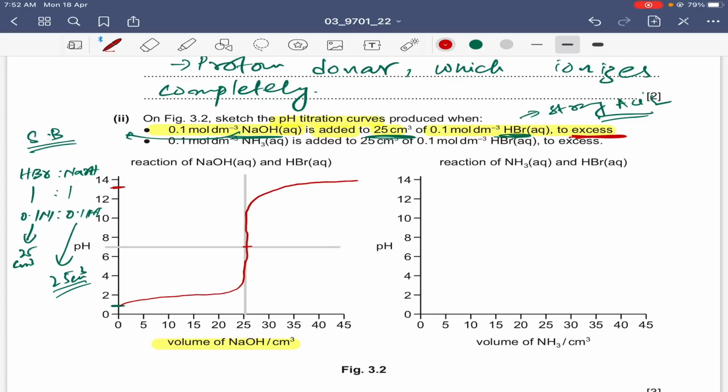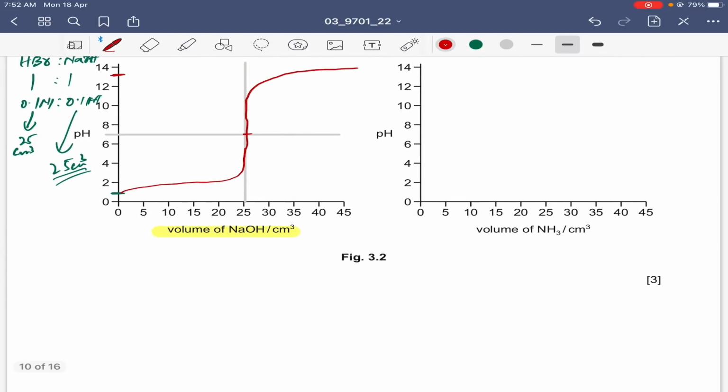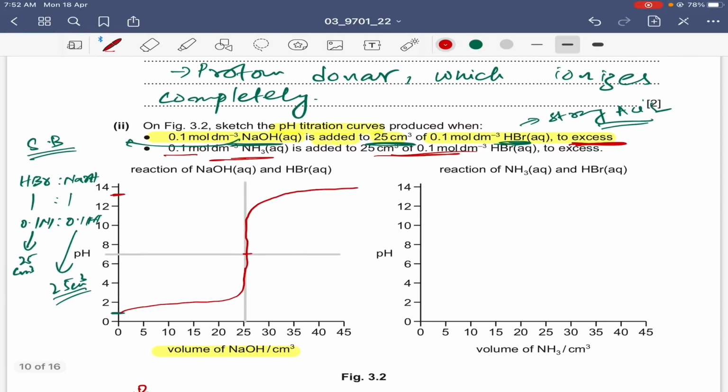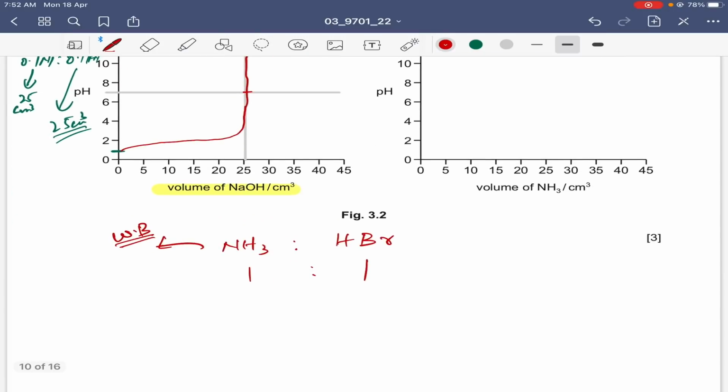And next, 0.1 mol per dm³ ammonia is added to 25 cm³ of 0.1 mol per dm³ HBr. So this time we are adding ammonia into HBr. Again, HBr is a strong acid, but ammonia is a weak base. So we are adding a weak base into a strong acid, but again ammonia is a monoacidic base, so they will react in a 1-to-1 ratio, and their concentrations are again the same, 0.1 mol per dm³.